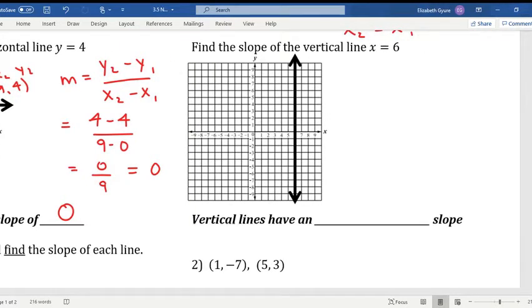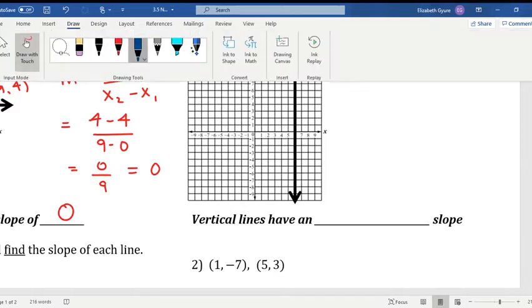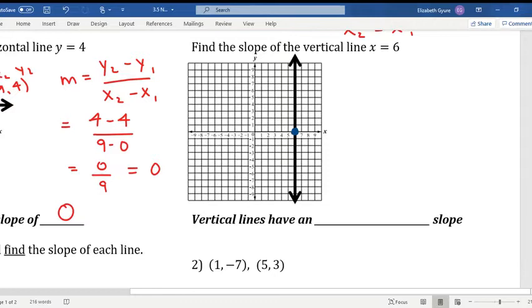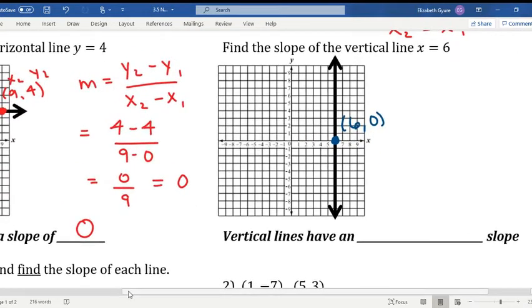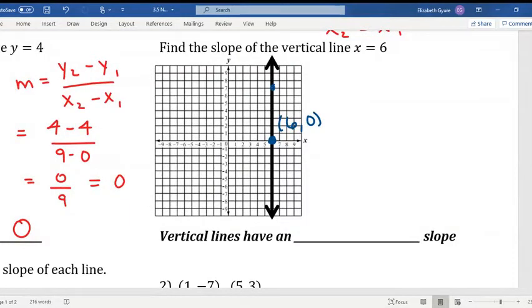Let's see what happens here. So pick 2 points again. Let's pick this one here. This is 6, 0. And then it doesn't matter which other one. Let's go up here. This one is 6, 7. I'm going to say this bottom one is my x1 and my y1, and this top one is my x2 and my y2. And then I'm going to plug this into my y2 minus y1 over x2 minus x1 formula.